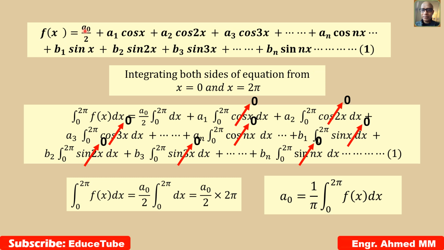Because we need to find a0, we have to find an as well as bn. So we are done with a0, we got this. So let's see in the next slide how to find an and bn.